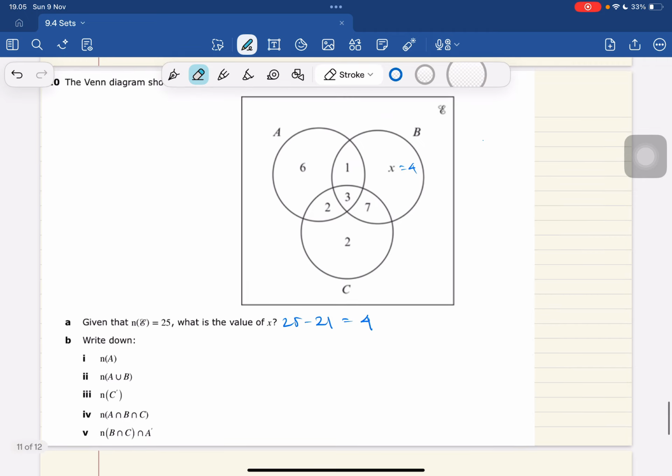Next, the set of A here. A, so we got 6 plus 1 plus 3 and plus 2. So this equals 12.